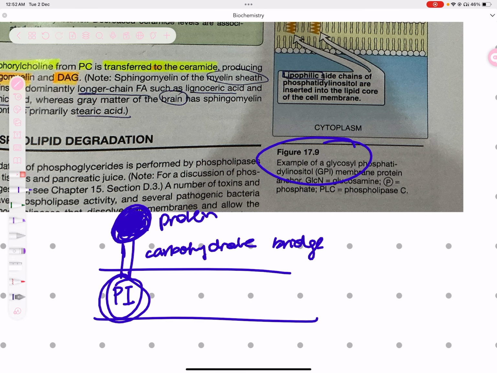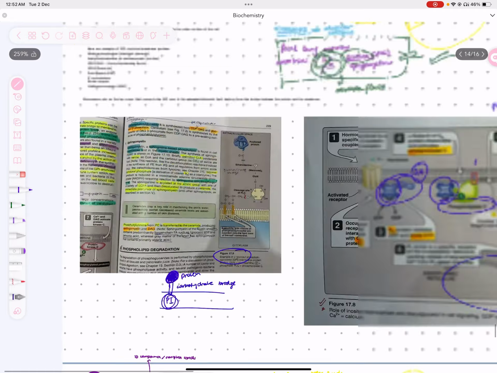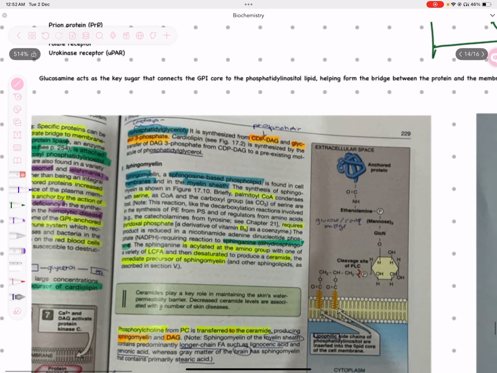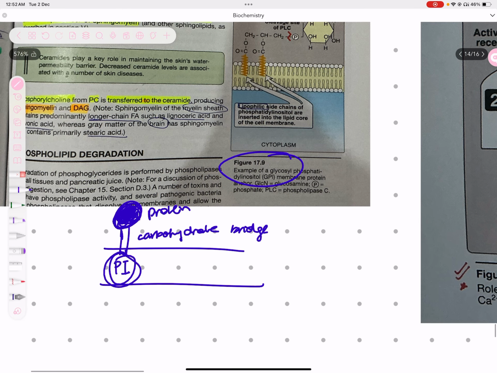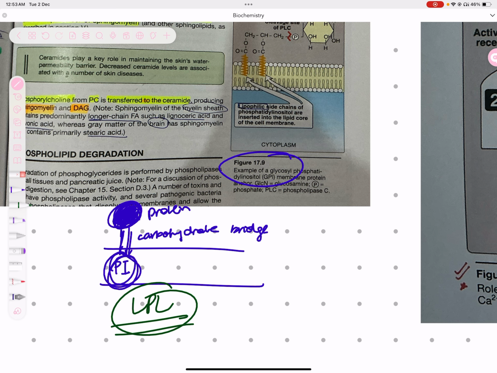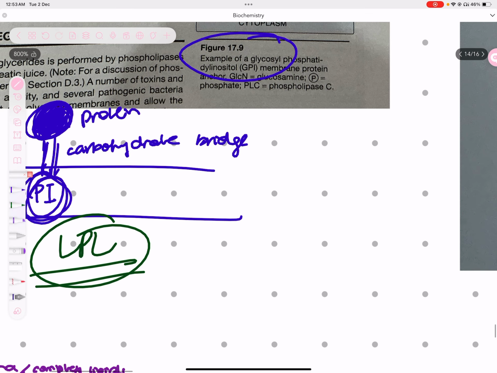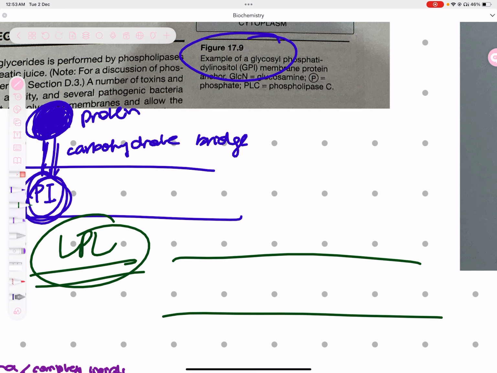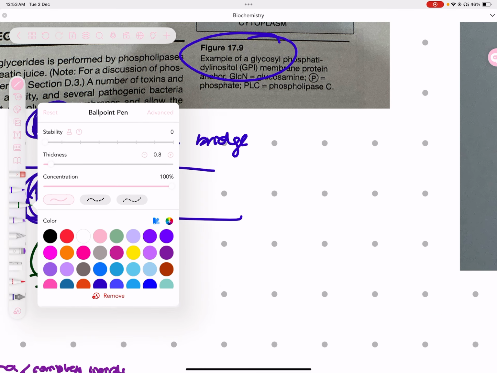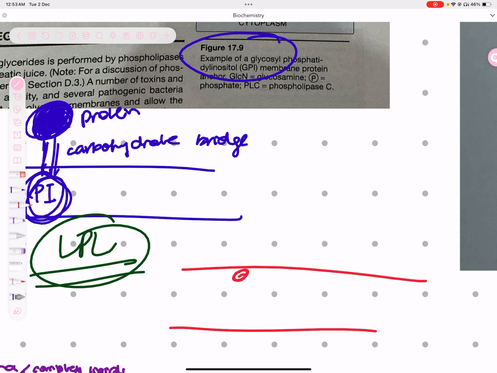Before that, I'm just reading off some lines from the book so that it's clear. Is it mentioned here? No, it's not mentioned here, but I'll let you know. Specific proteins can be covalently attached through a carbohydrate bridge to a membrane-bound phosphatidylinositol. And what is the example? One of the prime examples of this is lipoprotein lipase, right? Lipoprotein lipase, I'm sure you must have heard. When I was teaching the topic, I remember telling you repeatedly that in blood vessels, you have lipoprotein lipase.